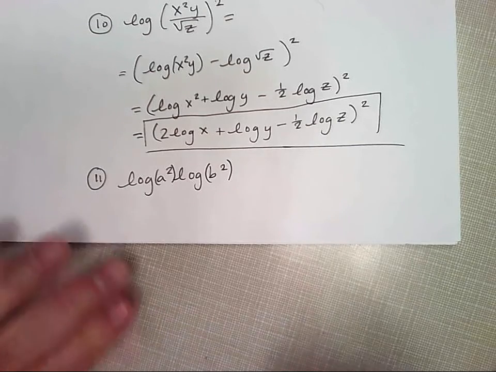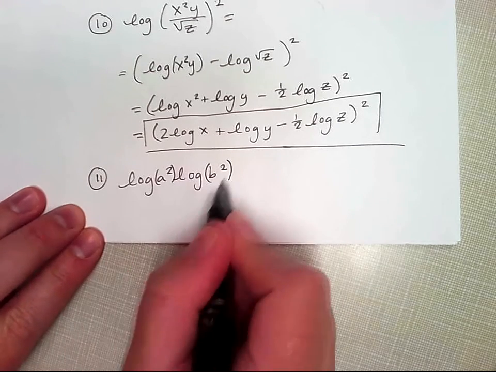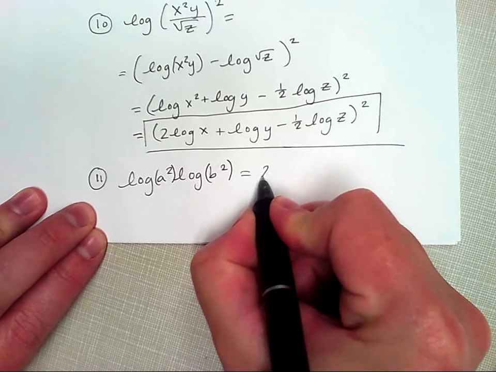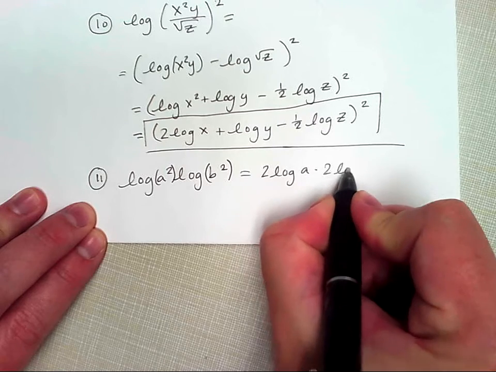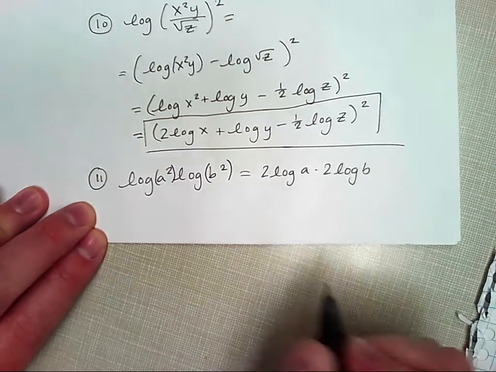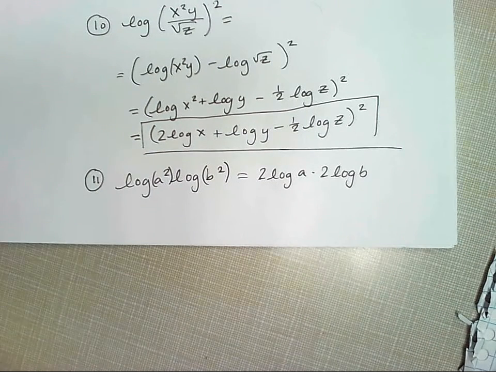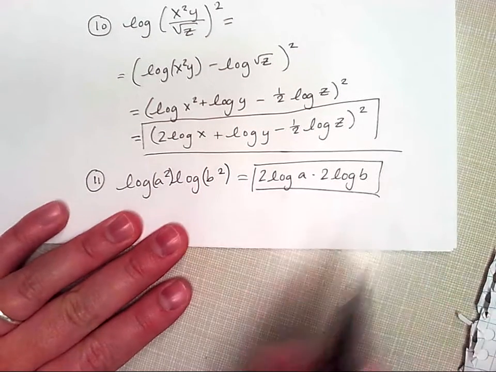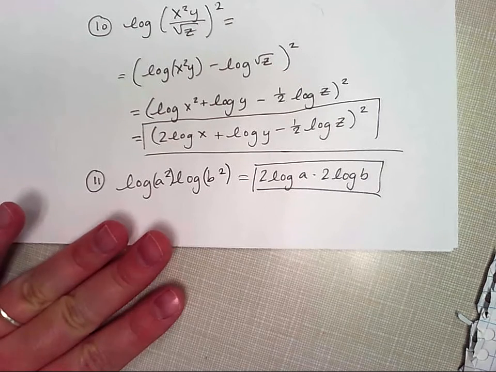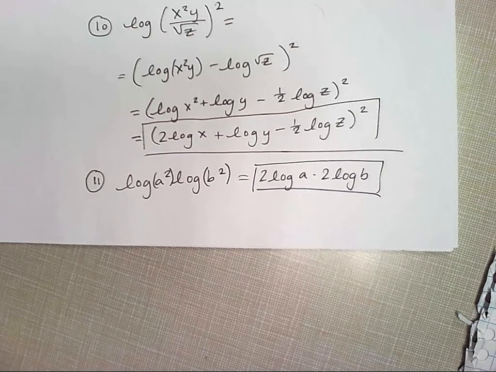Okay? So for this one, I can bring the power out. For this one, I can bring the power out. I can say that's 2 log A times 2 log B. And I can say it's 4, whatever you want. Okay, so make sure your multiplication is inside of the logarithmic function.